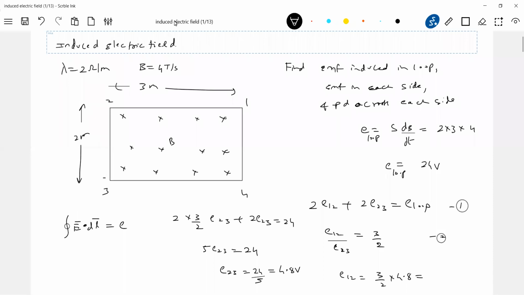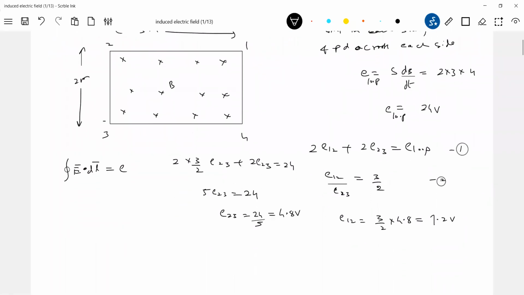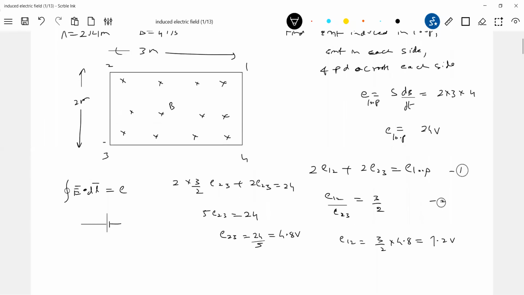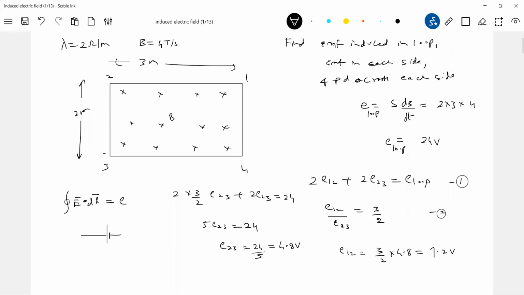Any value? 7.2. So 7.2 is the EMF induced in each side. Then what should we do? We should replace each with an equivalent cell. How to give the polarity of the cell? From Lenz's law, B bar is into the plane.